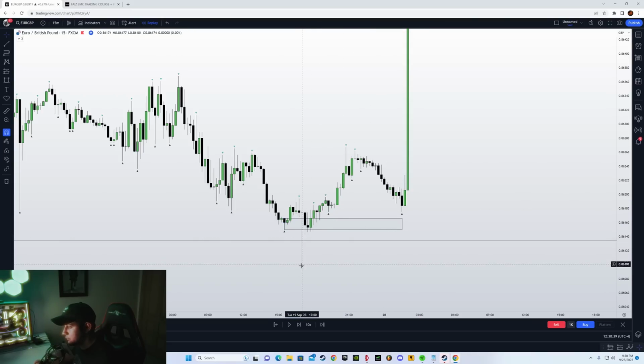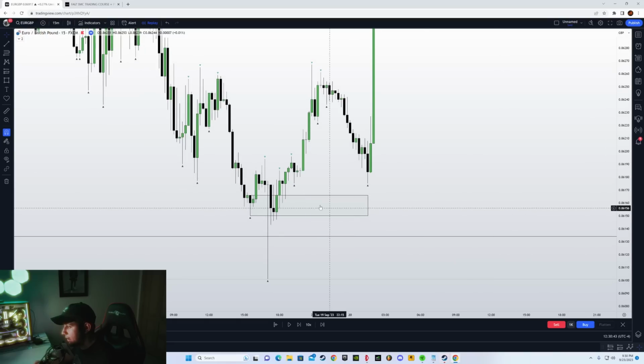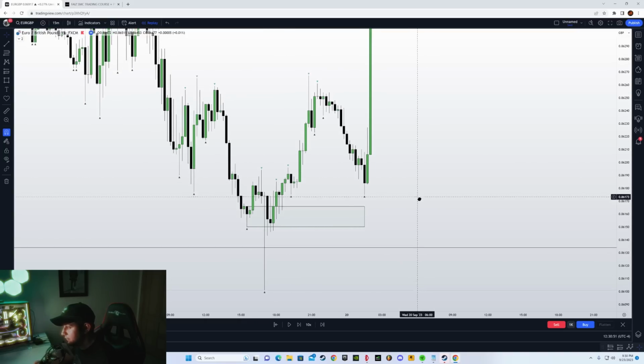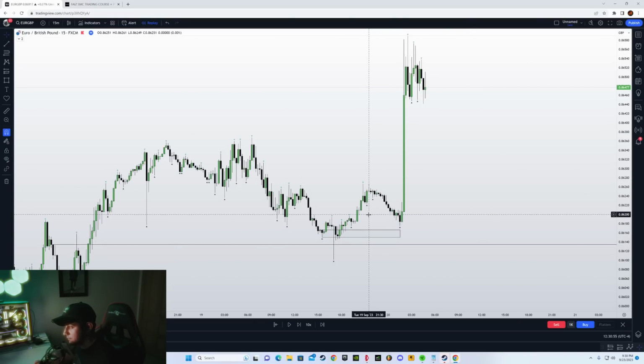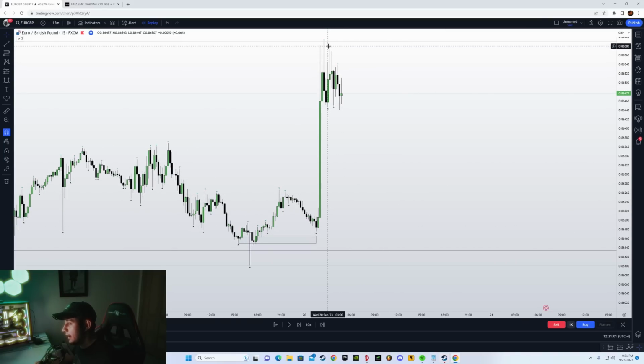The price taps into this level and then we want to look for a reclaim of that level, and that happens right here. The candle closes here. Now we're simply looking for an entry on the retest of this level. So price comes into this level, we have our entry, and as you can see, we just went way high.